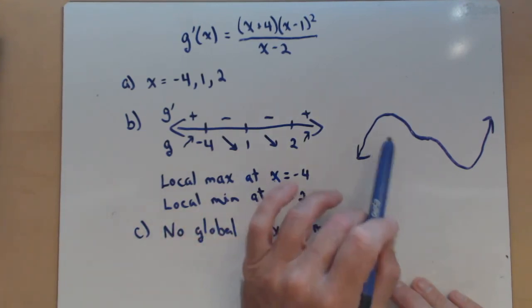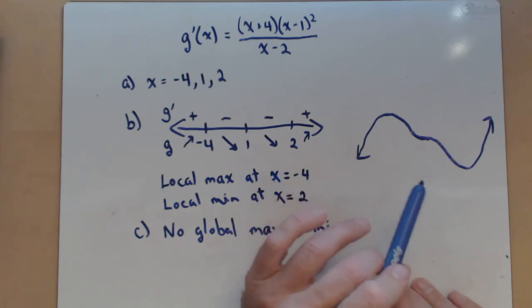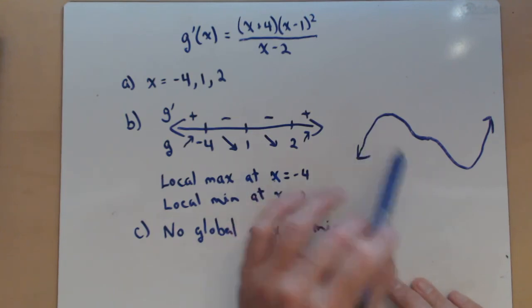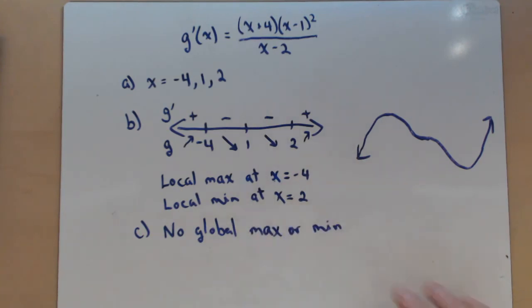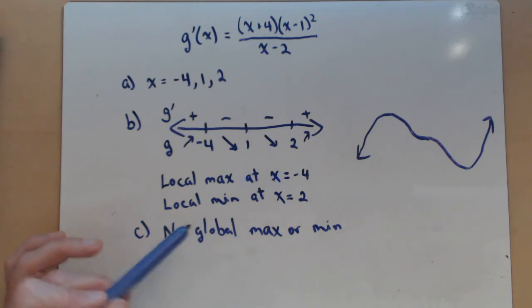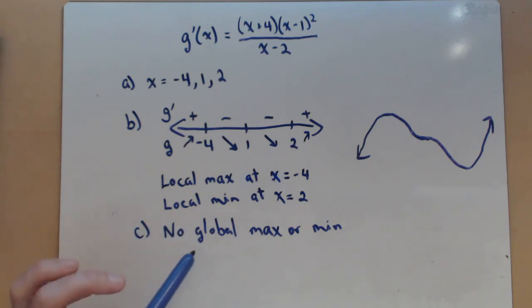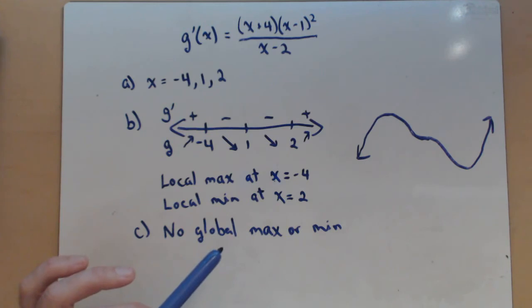We would have wanted to see both ends going the same direction to be able to say that we'd have a max or min. If they were both up, we'd have a global min. If they were both down, we'd have a global max. So that's how we can tell by just looking at the derivative whether or not we'll have one. We would not be able to find out what they actually are without knowing the original function.